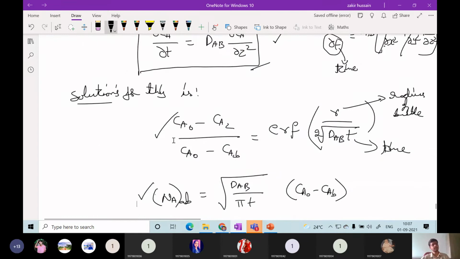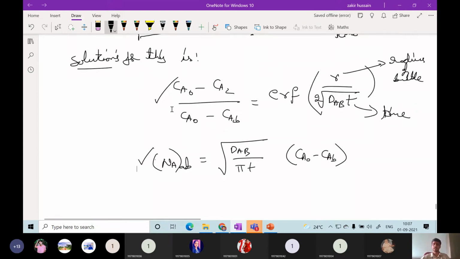But this derivation they will not ask, so it is very difficult. Only in the masters will we do this one. But I have a solution. If you want, I can share from my notebook, but it is not required for you.